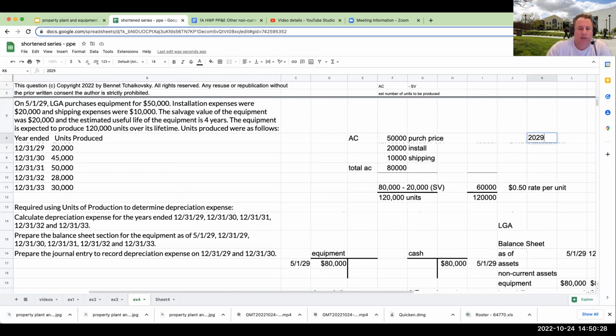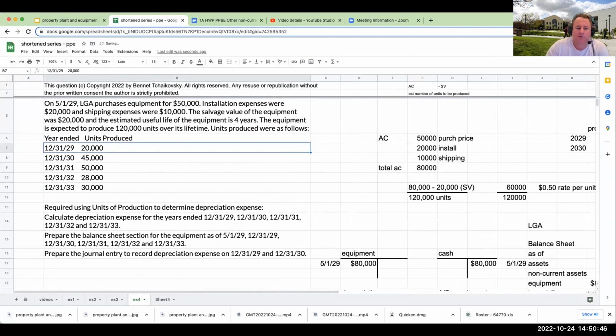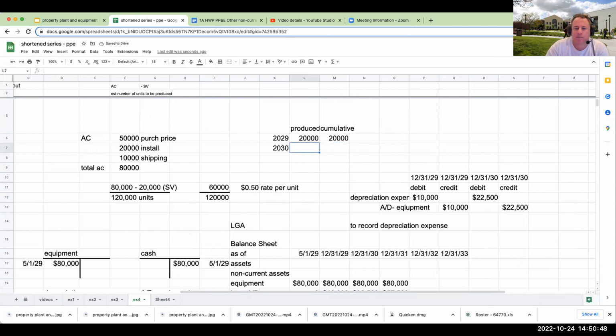So in 2029, I produced 20,000 units, right? My cumulative units is going to be, at this point, basically 20,000 units. In 2030, I produced 45,000 units. So my cumulative units is going to be my cumulative from the prior period plus the 45. In 2031, I produced 50,000 units. And now my cumulative units produced is going to be 115, or the 20 plus the 45 plus the 50.